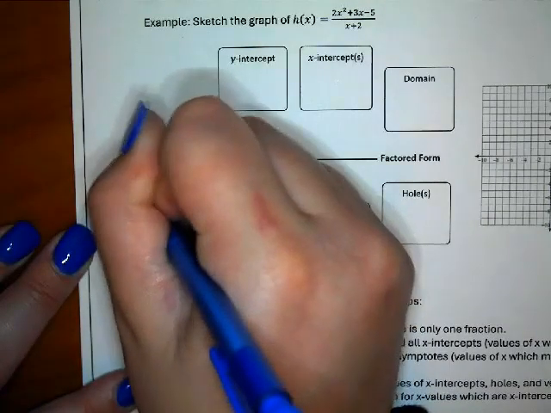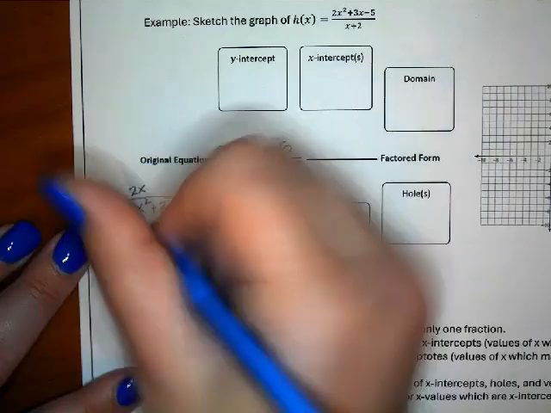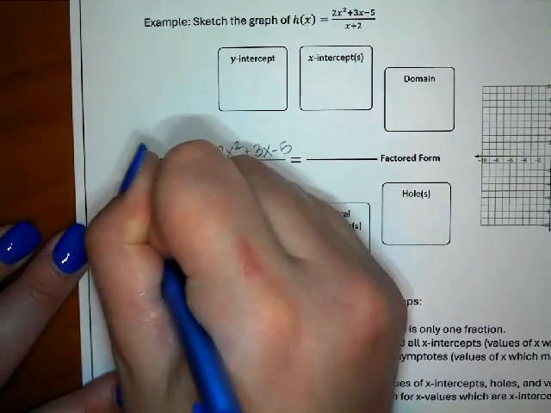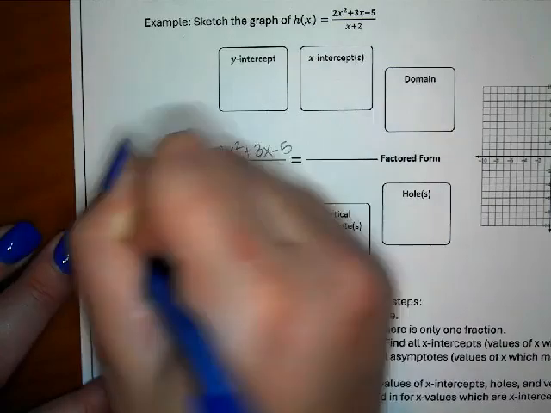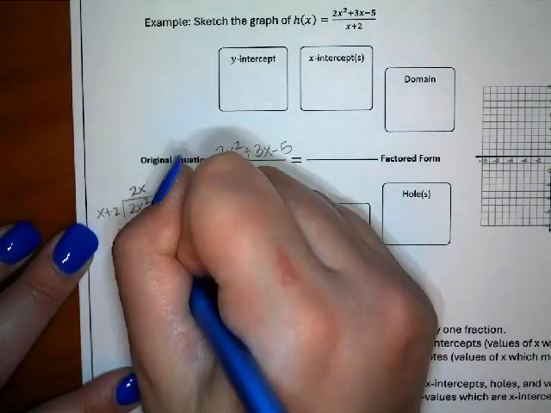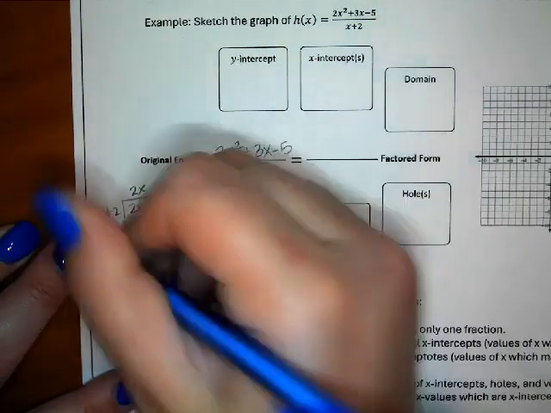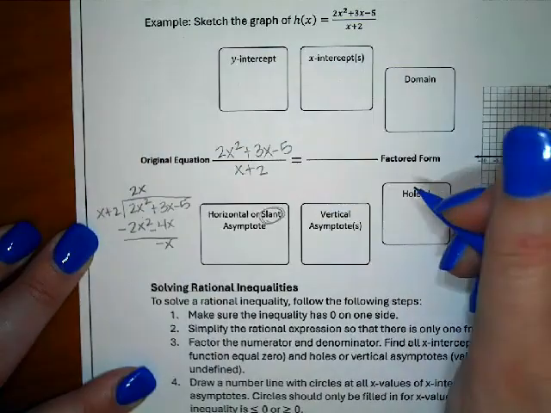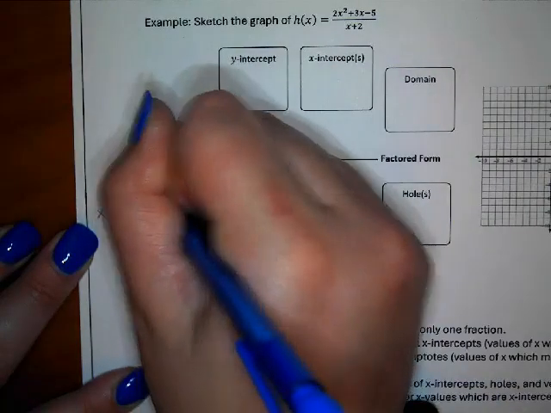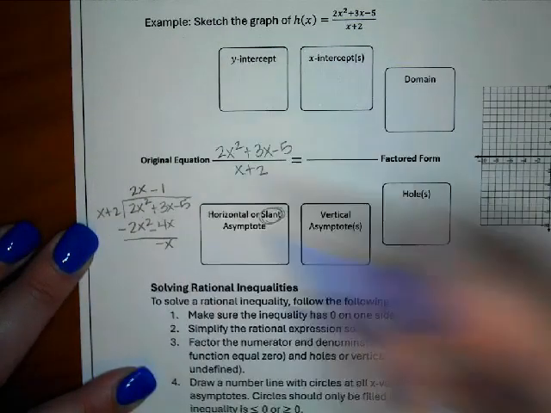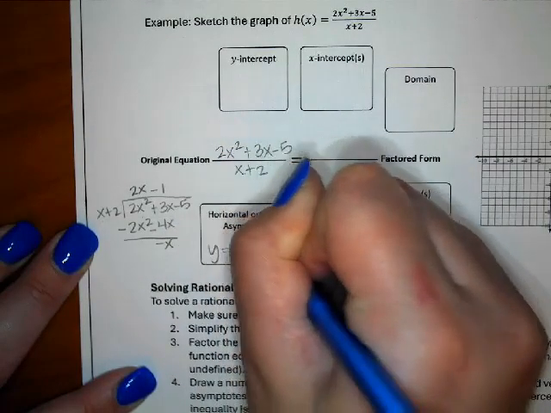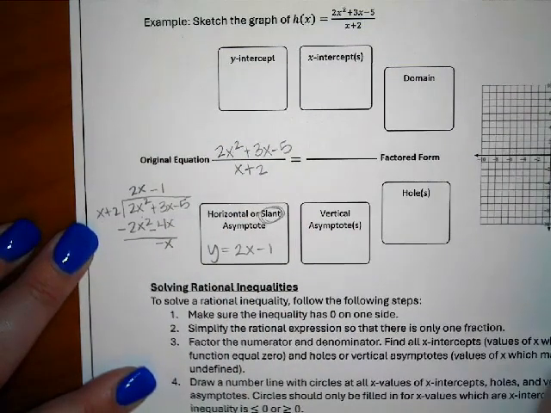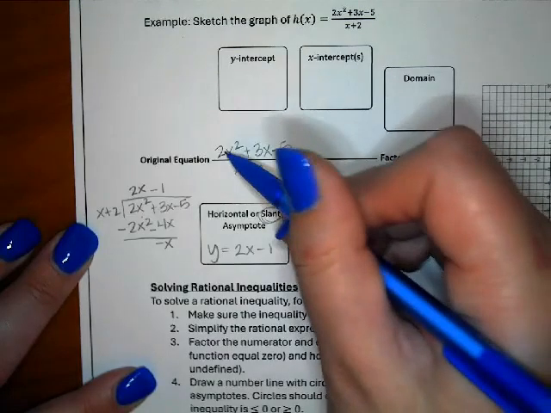2x times 2 is 4x. Draw the line, change the signs. X multiplied by what is negative x? That would be negative 1. And then we're done. We have our slant asymptote, y equals 2x minus 1. The y-intercept is if you plugged 0 in for all the x's and then looked at the remaining numbers. So negative 5 over positive 2.